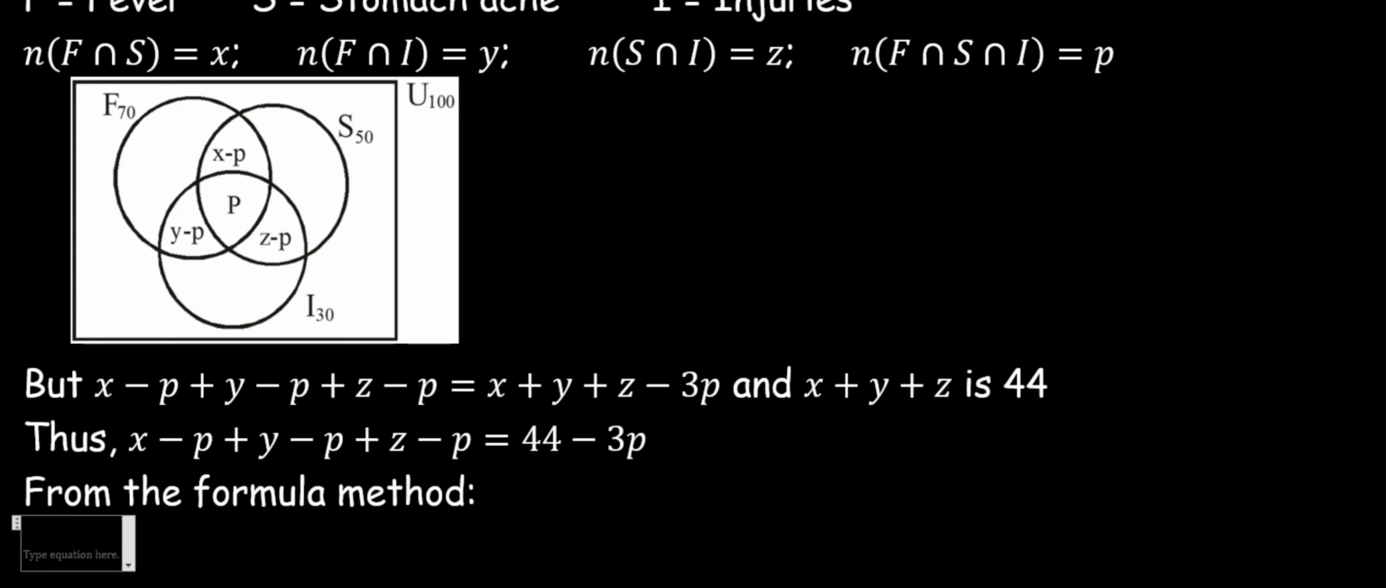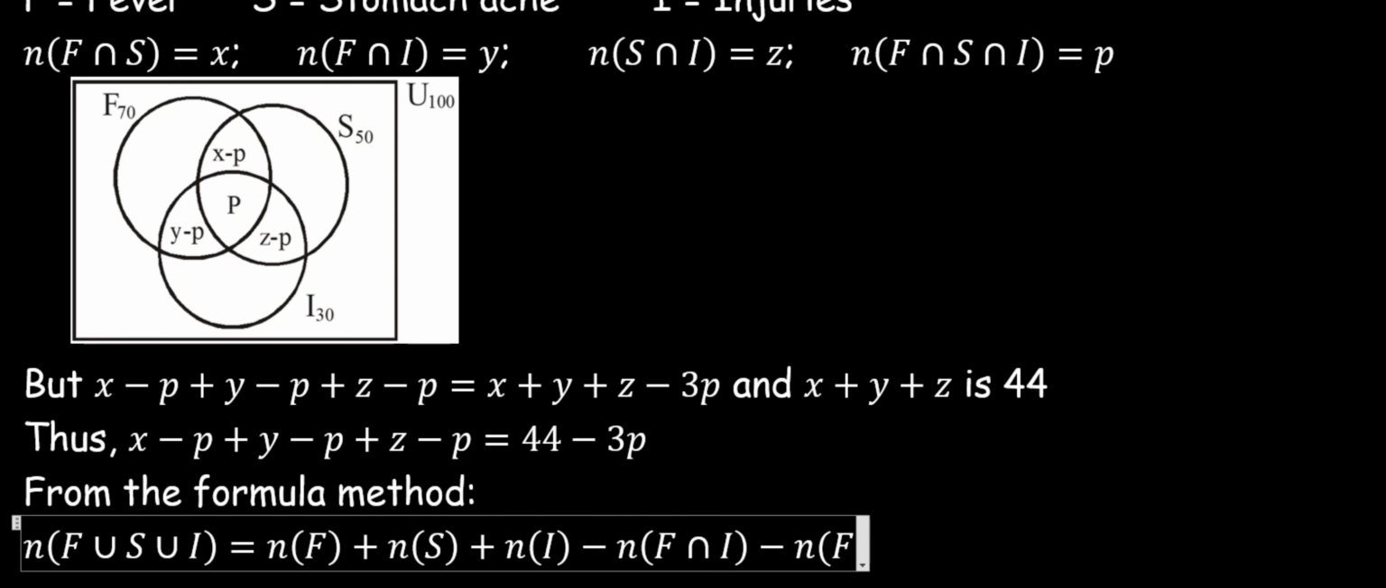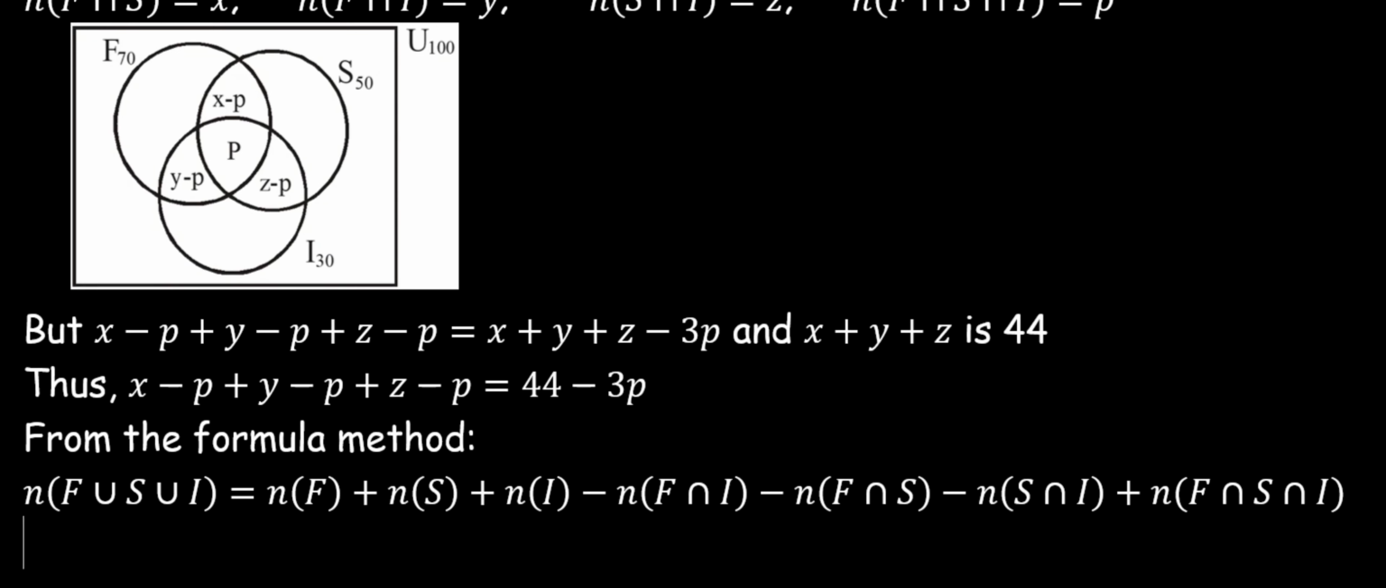Now, from the formula method, we know that n of their union together, which is F union S union I, is equal to n of F plus n of S plus n of I minus n of F intersection I minus n of F intersection S minus n of S intersection I plus n of F intersection S intersection I, which, if we simplify further, will be equal to n of F plus n of S plus n of I.